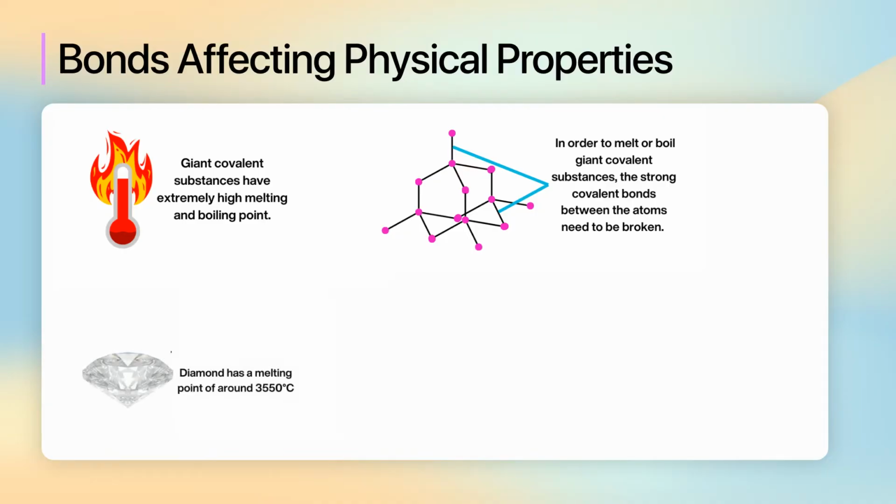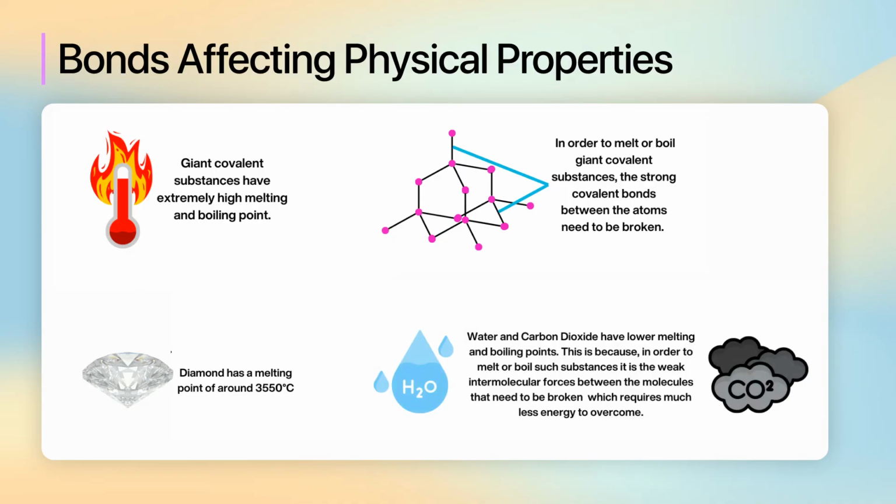For example, diamond has a melting point of around 3,550 degrees Celsius. In contrast, simple covalent substances like water, H2O, or carbon dioxide, CO2, have much lower melting and boiling points. This is because in order to melt or boil such substances, it is the weak intermolecular forces between the molecules that need to be broken, which requires much less energy to overcome.